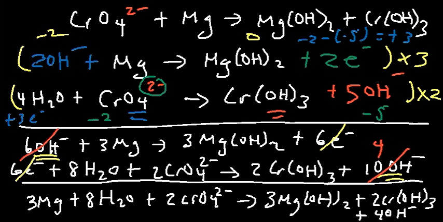So now it's balanced. But let's make sure. So we have 3 magnesium atoms on both sides, 16 H2O molecules on the left, 16 hydrogen atoms. Here we have 3 times 2, which is 6 hydrogens, 2 times 3, which is 6, that's 12, plus 4, so that's 16. We have 2 chromium atoms, 2 chromium atoms there. And now for the oxygens, we have 8 oxygens here, plus another 8, that's 16. 3 times 2 is 6, 2 times 3 is 6, that's 12, plus 4, 16.